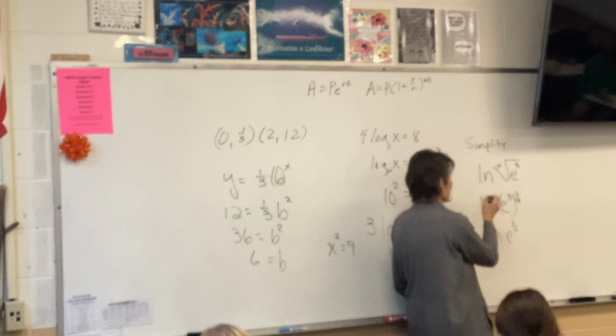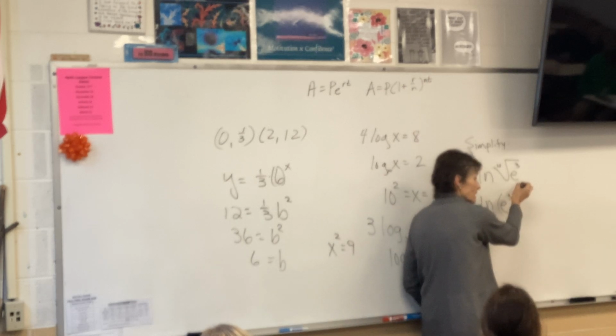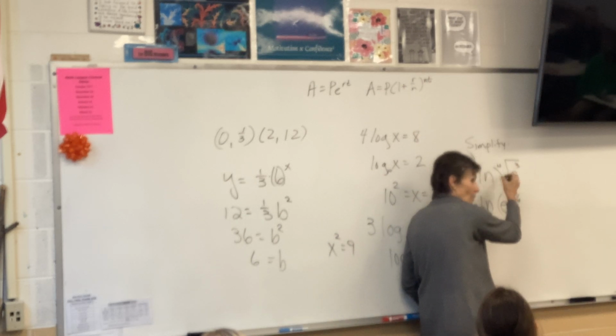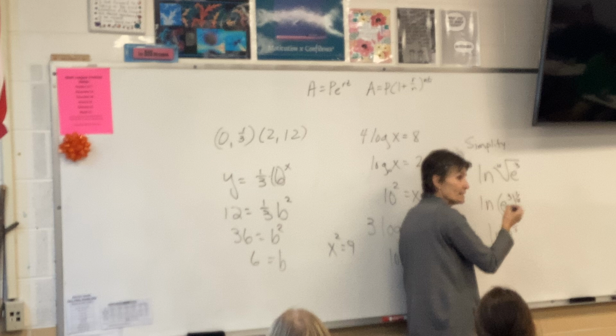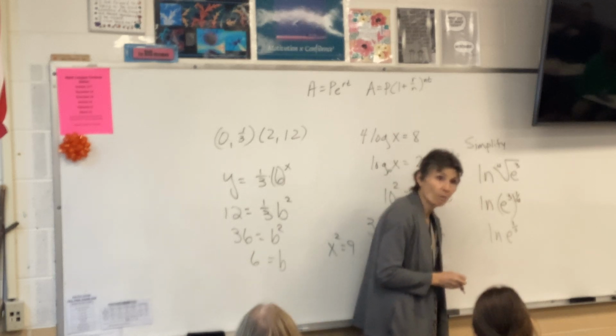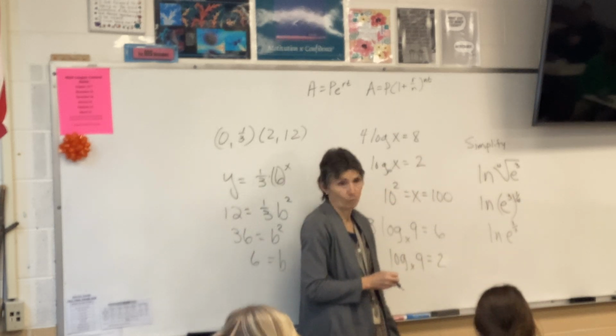Now, you can't cancel the ln and the e because there's something in between them, right? So what was the very first thing I did? Got rid of that thing in between them by rewriting it as a 1/4 instead of a 4th root.